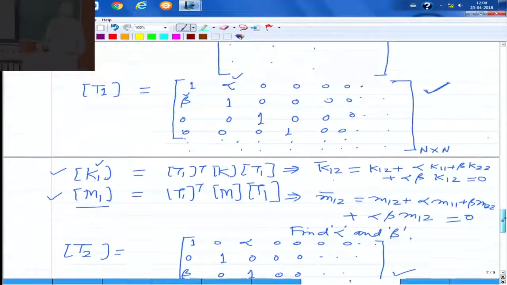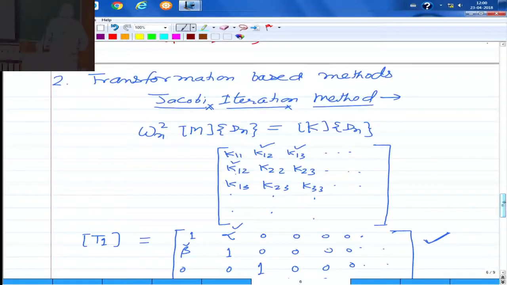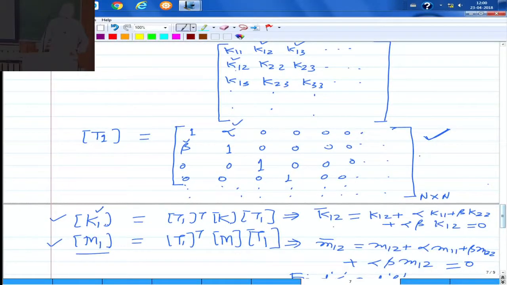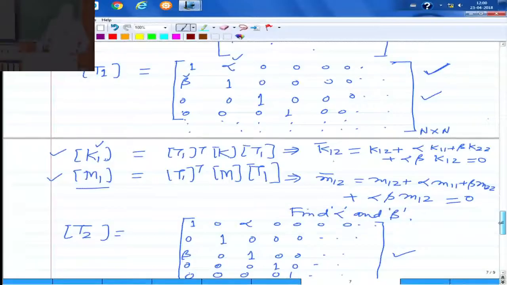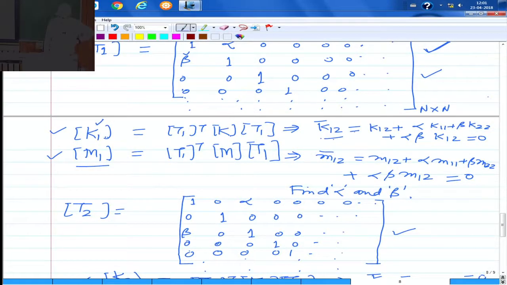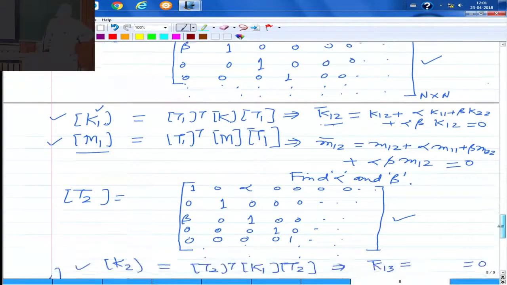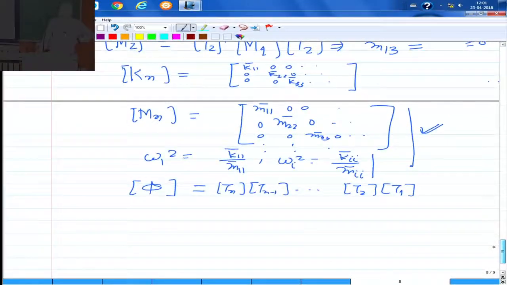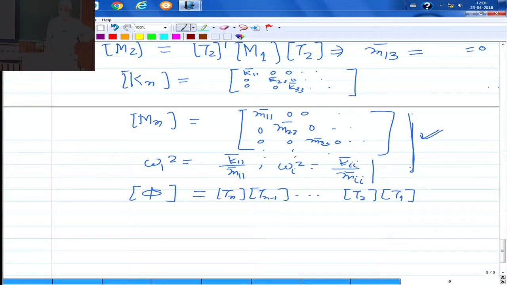So what I have told is a brief introduction: you start with this eigenvalue problem and you want to diagonalize the mass and stiffness matrices. You construct this kind of transformation matrix, and then, making one off-diagonal element equal to 0 at a time, you find alpha and beta and continue this iteration. When you do that a sufficient number of times, you finally get a diagonal mass and diagonal stiffness matrix, and therefore can easily calculate the natural frequencies, and then the modal vectors are just the multiplication of all the transformation matrices you would have used to transform the stiffness and mass to diagonal matrices.